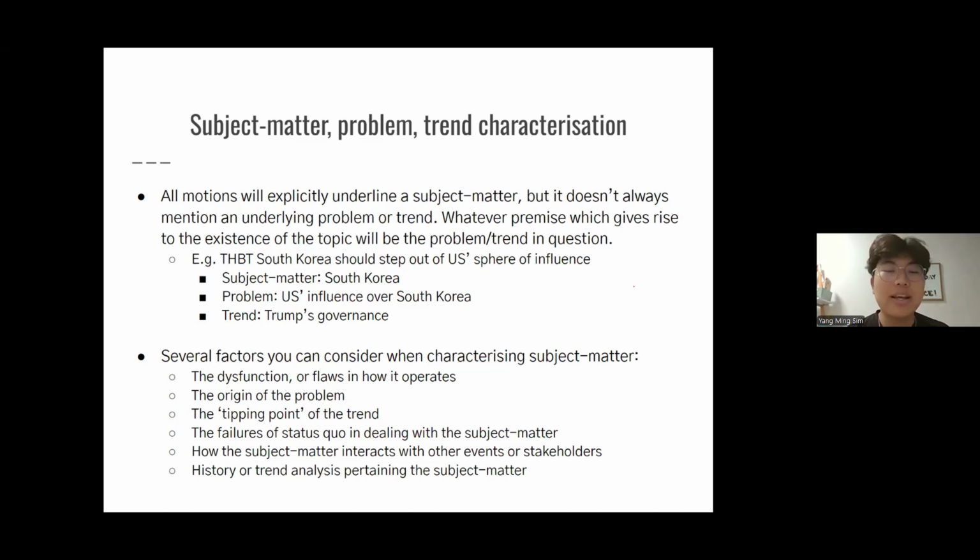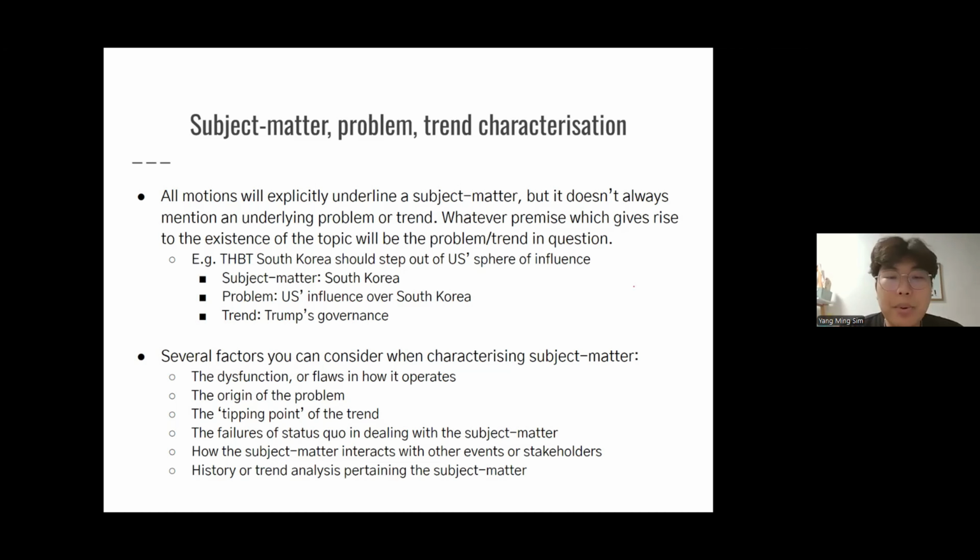The tipping point of the trend. Like, what's the biggest thing that has started and made it very bad? You can talk about Trump and Kim Jong-un being very, very close friends with each other and have publicly said that they want to be friends and want to be more partnering in status quo. The failures of status quo in dealing with the subject matter. What has status quo not done that we have to consider this? So why is South Korea being in the US's sphere of influence not able to stop the US ignoring South Korea's interests? The US doesn't care about South Korea right now. That's the problem that you want to tell me.